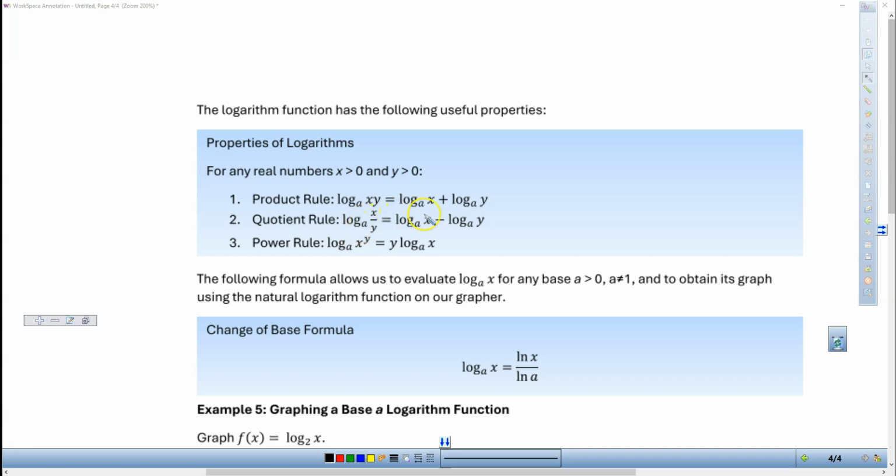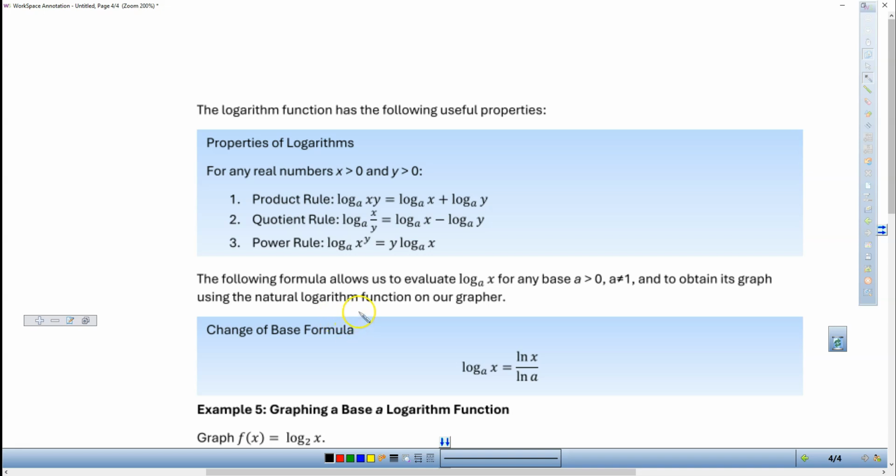Similar thing happens with the quotient rule. We have a log base a of x over y. We can separate that out to log base a of x minus log base a of y. And we have a power rule that says, hey, if we have log base a of x to the power of y, this y here can actually be moved, and we can rewrite that expression as y log base a of x. So these can come in real handy when we want to take something that might look really complex and make it a lot simpler.